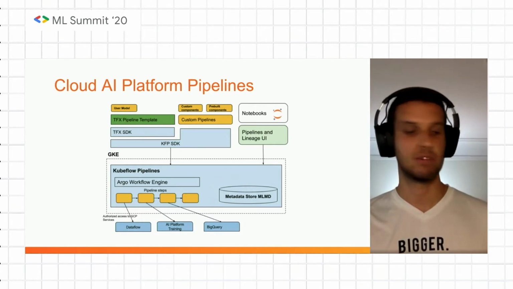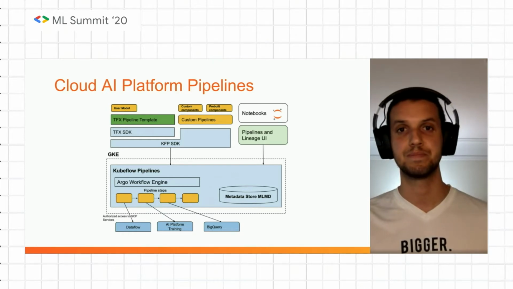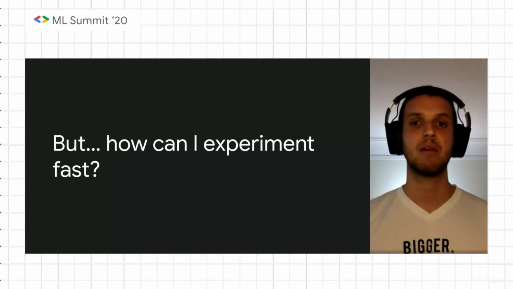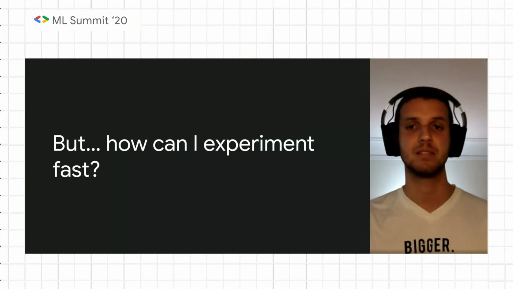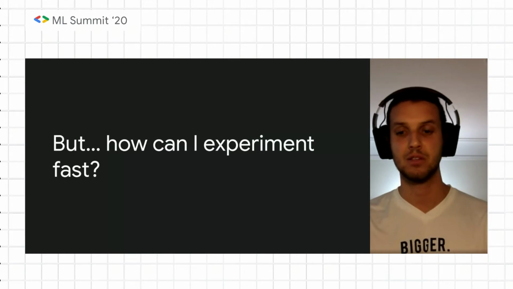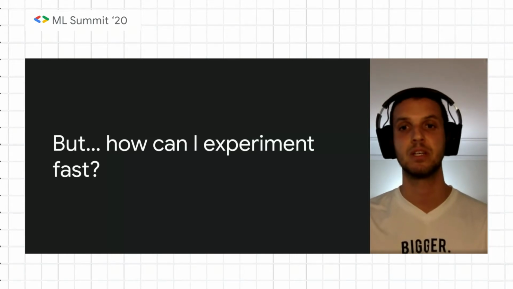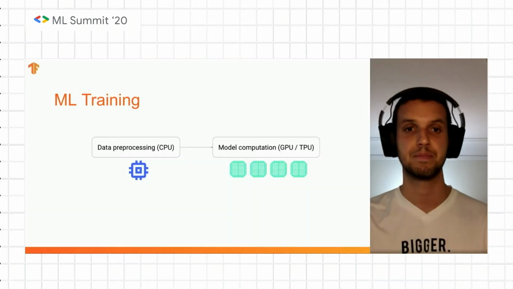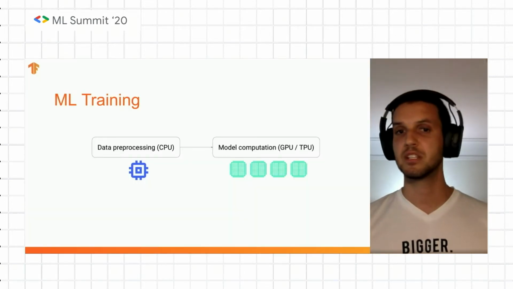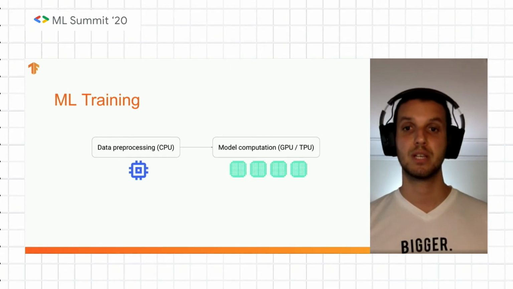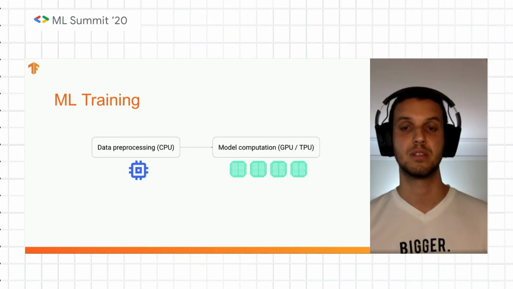You just need to provide the proper credentials to it. Then comes the question, but how can I experiment fast? Sometimes we have our use case, we have a lot of data, we have a complex model, and it's just too hard to experiment fast. Well, the traditional approach, and the very straightforward one, is to implement GPUs and TPUs.